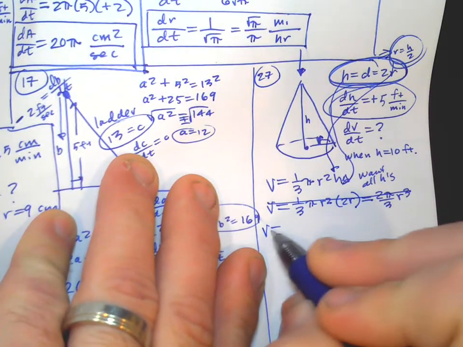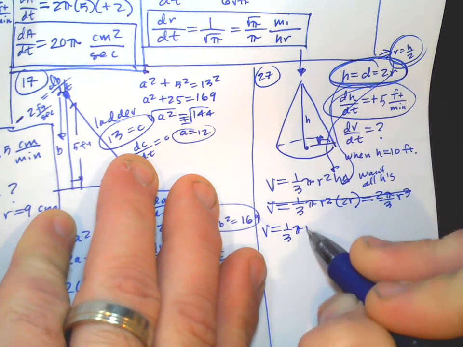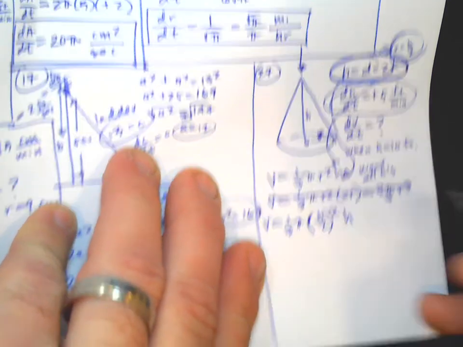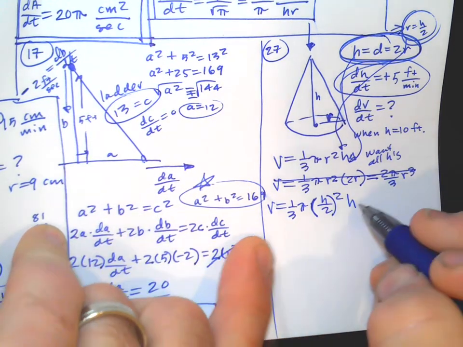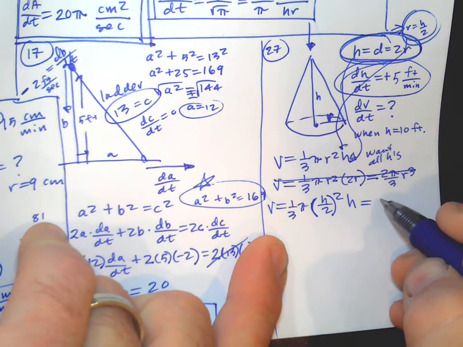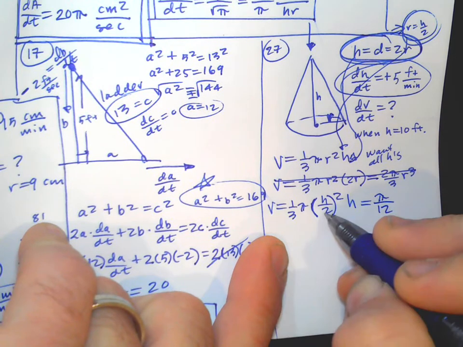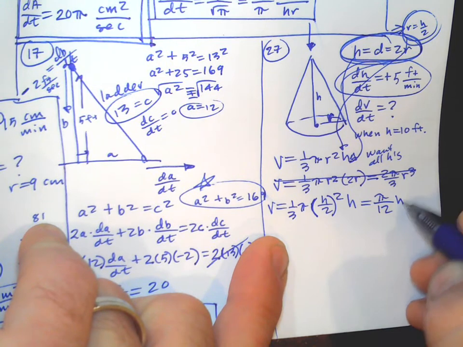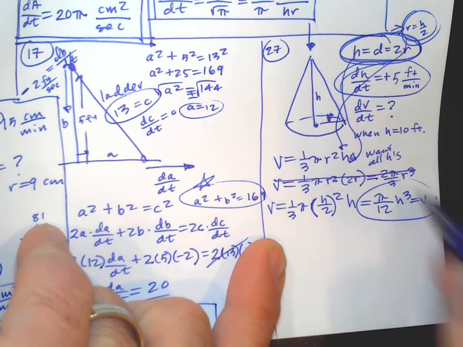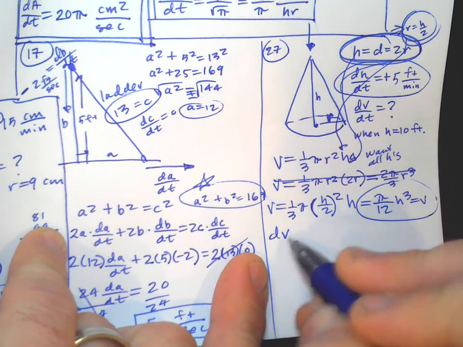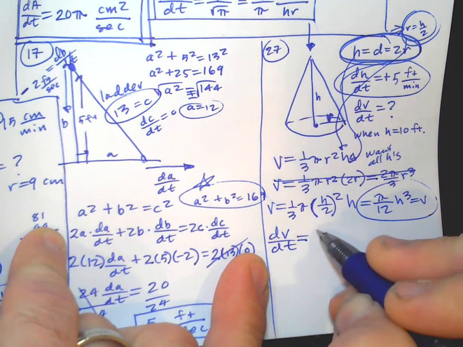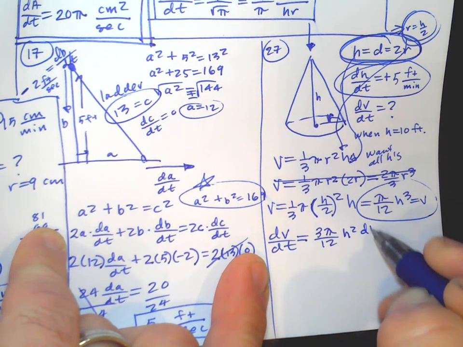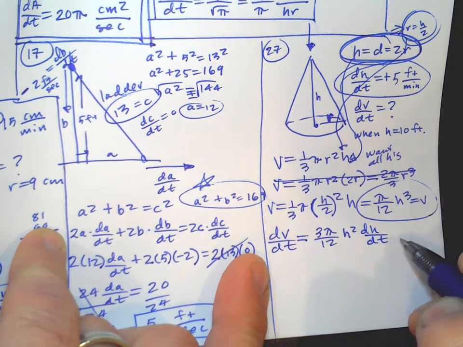So the volume equals 1/3 pi, and we're going to plug in h over 2 for r squared. Now the h over 2 gets squared. All of it gets squared. So that's going to be pi over 12, 2 squared is 4 times 3 is 12, h cubed. That's the volume equation we want to use. So we're going to take the derivative, dV/dt, and we're going to get 3 pi over 12 h squared dh/dt.